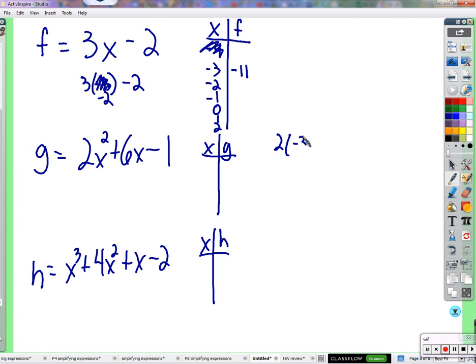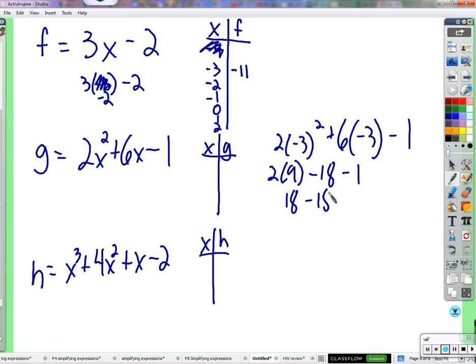So 2 times negative 3 squared plus 6 times negative 3 minus 1. I like to use parentheses so that I can view it as this gets plugged into x. Now, exponents before multiplication. So it's not negative 6 squared, it is negative 3 squared. Negative 3 times negative 3, which is positive 9. 2 times 9 is 18. 6 times negative 3 is negative 18. 18 minus 18 is 0, minus 1, negative 1. So negative 3 gives me negative 1. Make sure you do the exponents first and don't combine those numbers and then take it to an exponent.